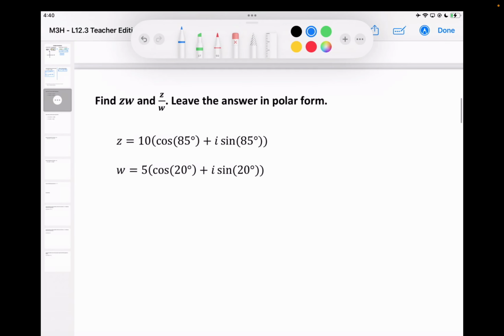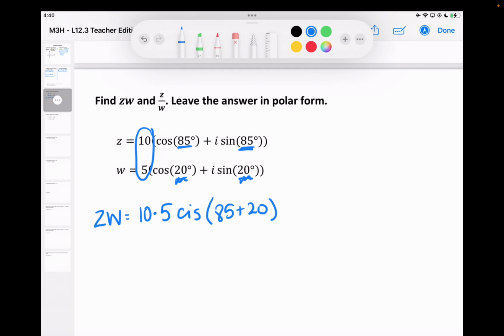Okay, so this problem, I'm going to start with multiplying. So I've got z times w. Our radiuses are right here, so I'm first going to do that. I'm going to do 10 times 5. I'm going to shorthand it with cis, and then I'm going to add my two angles together. You'll notice these angles should match up every time, so the 85 and the 85, and then the 20 and 20. So I'm going to add 85 to 20.